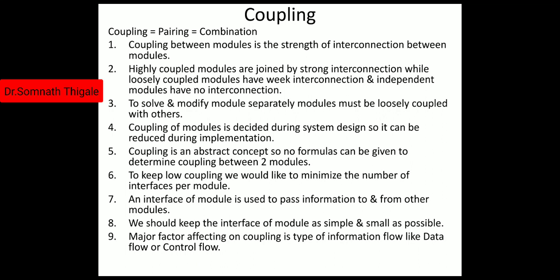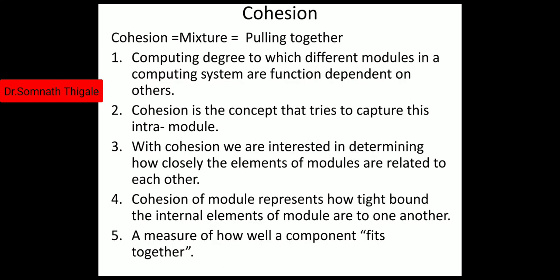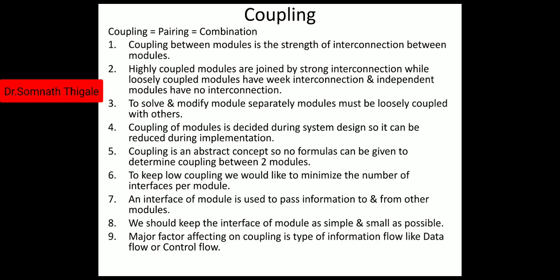The major factors affecting coupling are the type of information flow, like data flow and control flow. So coupling means pairing. Simply remember pairing: module A, module B, and we are trying to say that their dependency is there. So try to make the dependency as low as possible, meaning lower coupling. As a software designer, one's aim should be to have lower coupling. And one more thing: with much lower coupling, higher cohesion will be there, and it is recommended to go for higher cohesion.